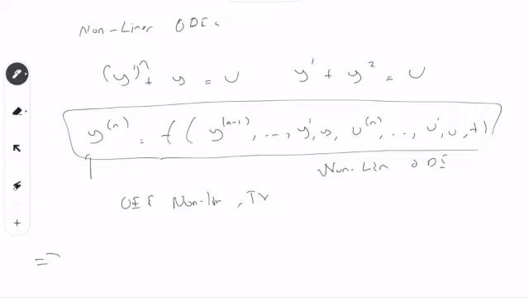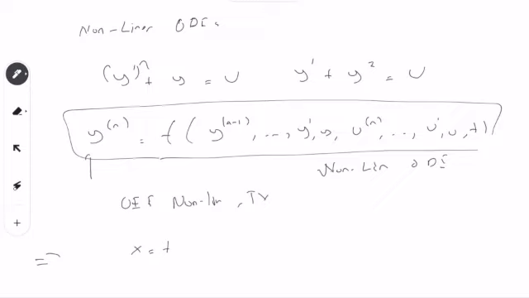We can claim that if your differential equation is nonlinear and time varying, we can make it nonlinear and time invariant. How can we do that? We can do it like this. If we consider x equal to t as a state, then it becomes nonlinear, but it is no longer time varying because now our state depends on t. So it becomes a nonlinear but time invariant differential equation.